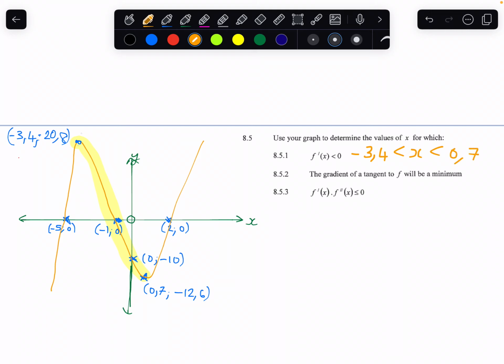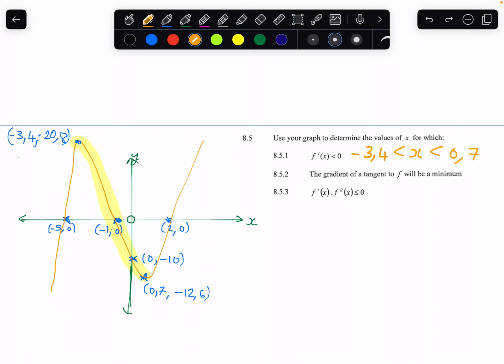Right. The next question says we need to figure out the values of x for which the gradient of a tangent to f will be a minimum. The gradient of a tangent to f will be a minimum, the smallest it could possibly be. So obviously it's going to be somewhere again between negative 3,4 and 0,7, because the gradient of the graph is negative here. So the gradient of a tangent to the graph will also be negative. And negative numbers are small numbers, we have to remember that. Okay, but we need to figure out where exactly that minimum occurs.